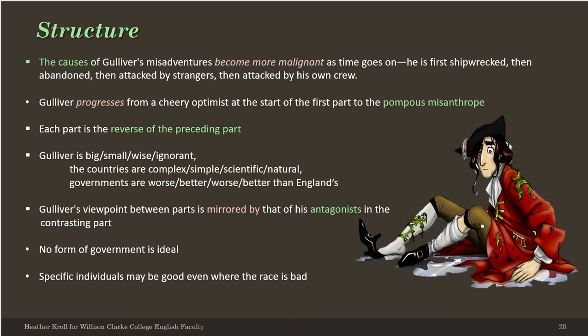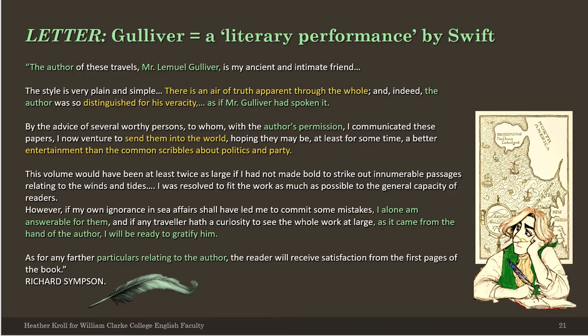One of the other big ideas is no form of government is ideal. So there is no utopia. Specific individuals may be good, even where a race is bad. So we are responsible for our own moral ineptitude or our own moral capacity. Okay, this is the last slide.